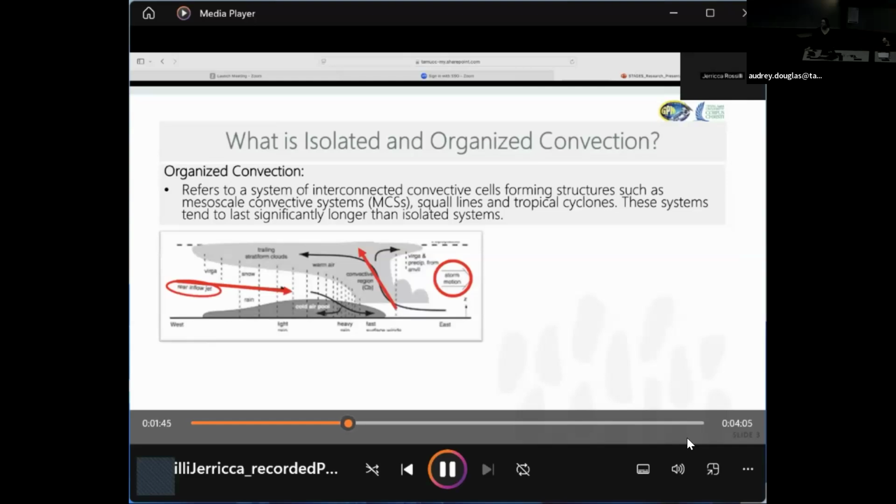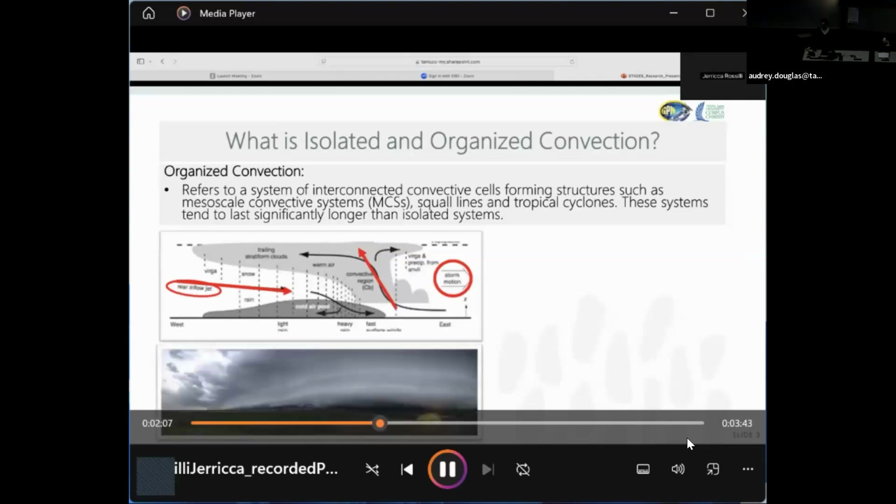Here's a little schematic of what that looks like. You can see we have a separated updraft and a separated downdraft. We have storm motion as well with these types of systems. And then we get a convective region as well as a trailing stratiform cloud region. So that's an example of what organized convection would look like.